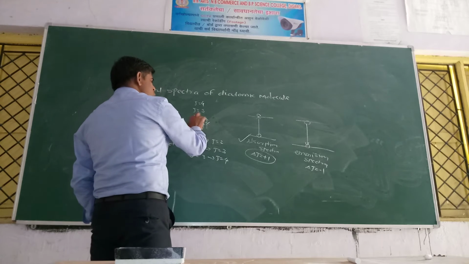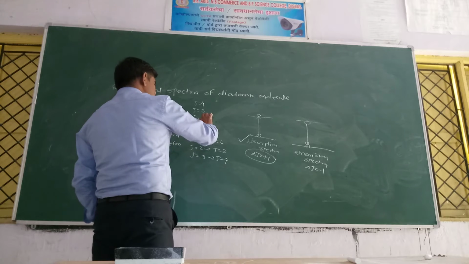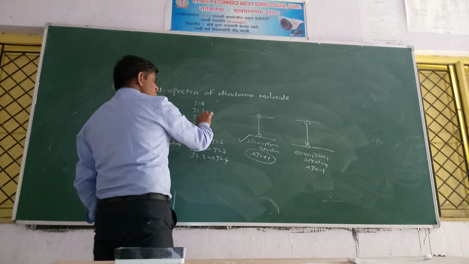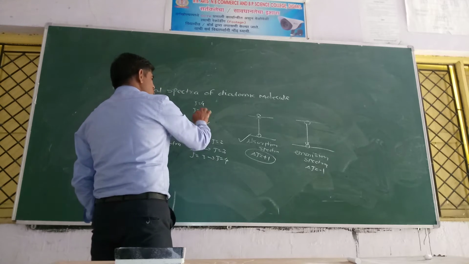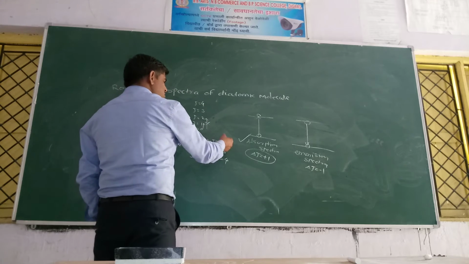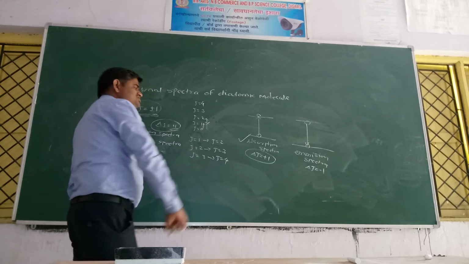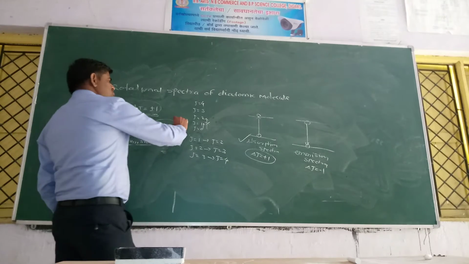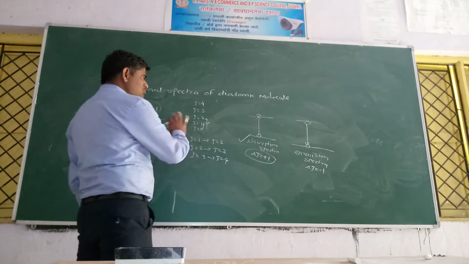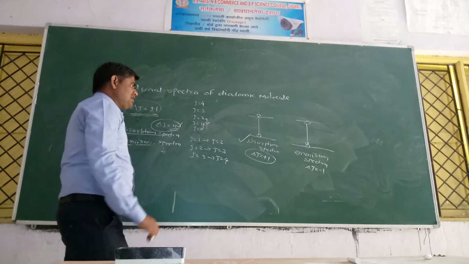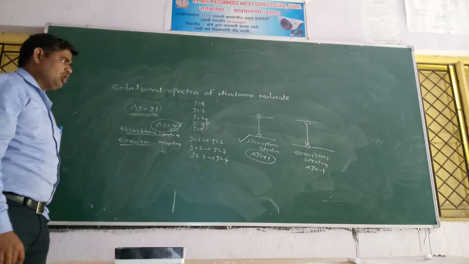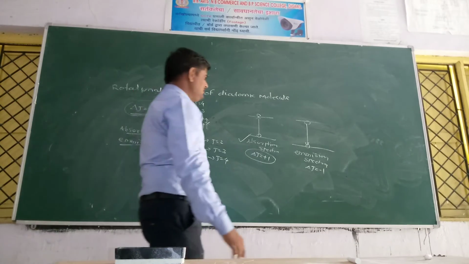J is equal to 0 to J is equal to 1, this is the plus 1 change. J is equal to 0 to J is equal to 2, the change is plus 2. Only if the change is plus 1 is the transition possible in rotational spectra. Otherwise, the transition is forbidden or not possible.